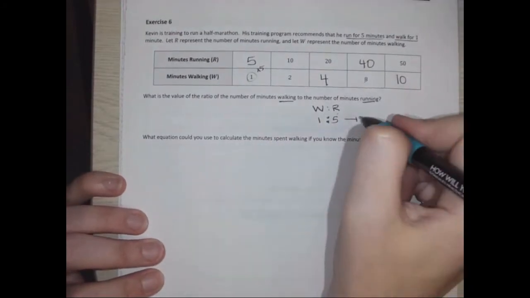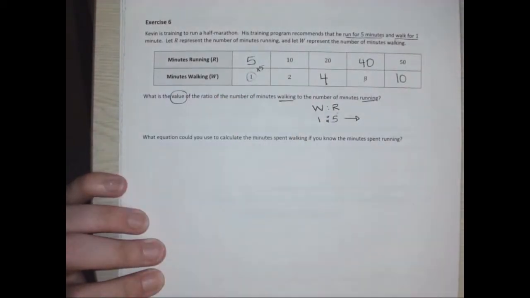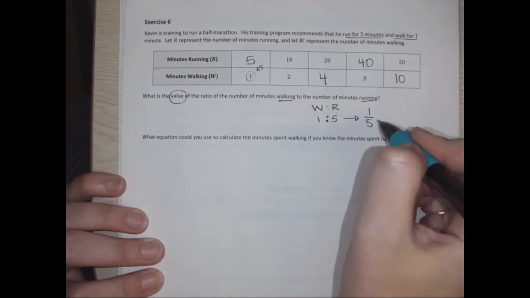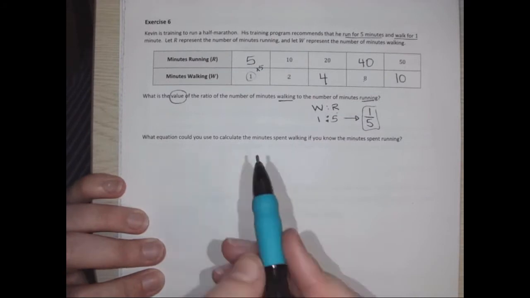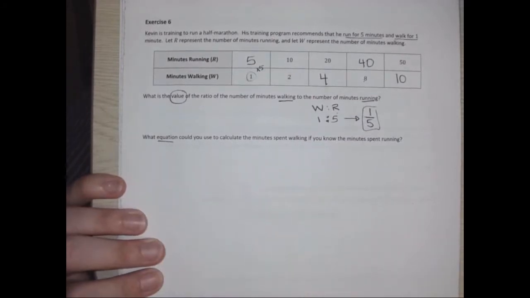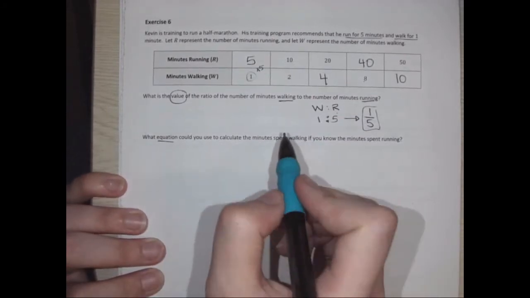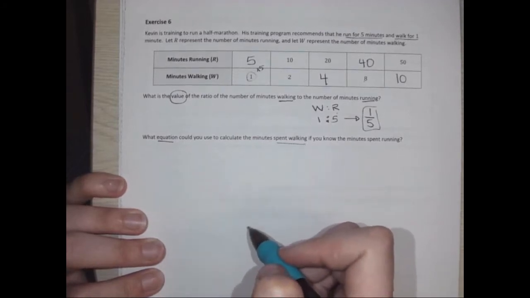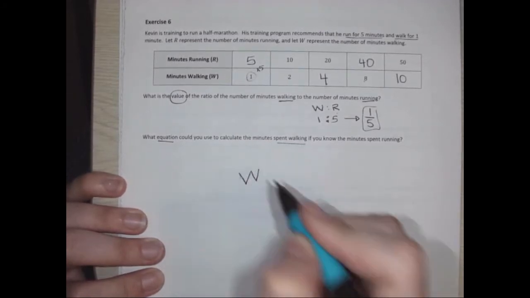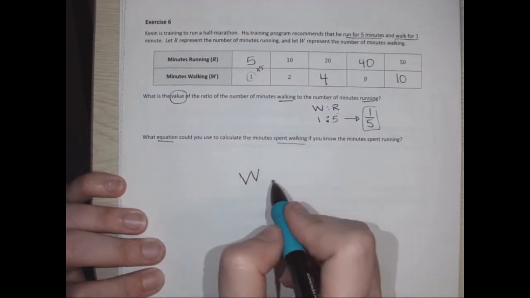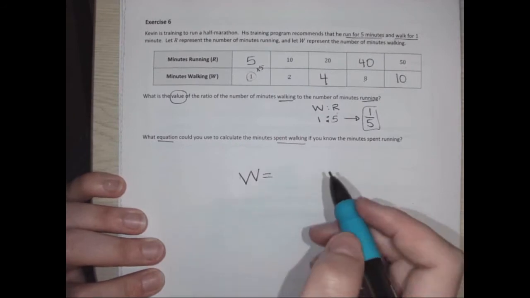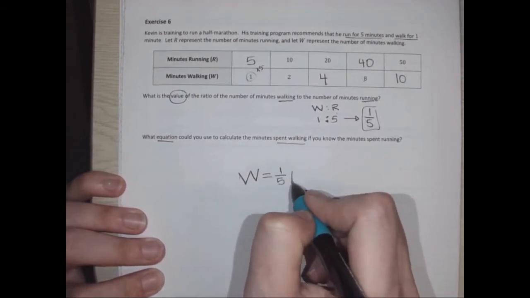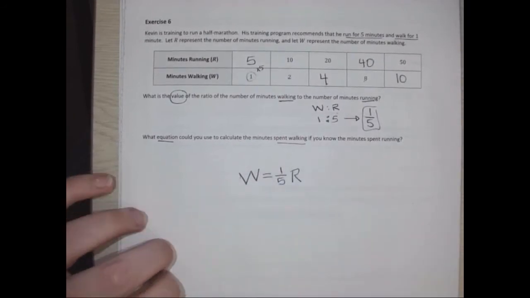I gotta write that as a value because that's what the question asked for. Unique? 1/5. This is my value. Okay? As long as I write an equation where the minutes walking are what I want to know, so I write that first, I can use my value to multiply by the second variable. There's my equation.